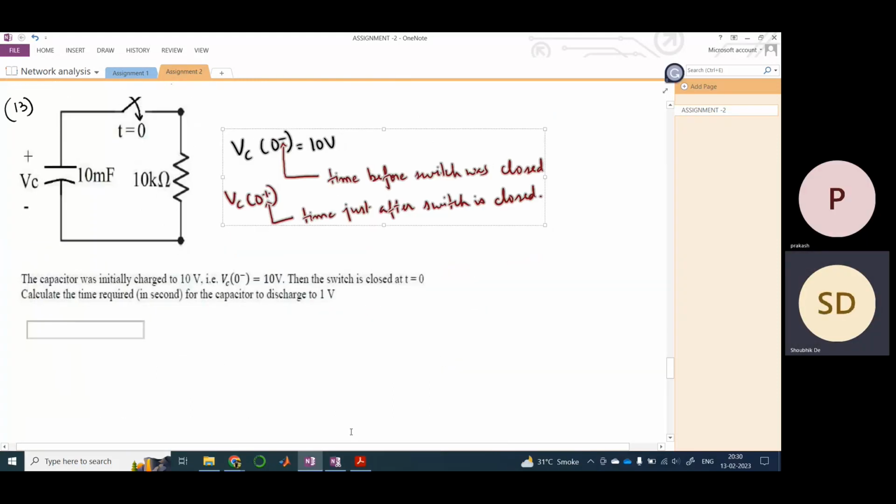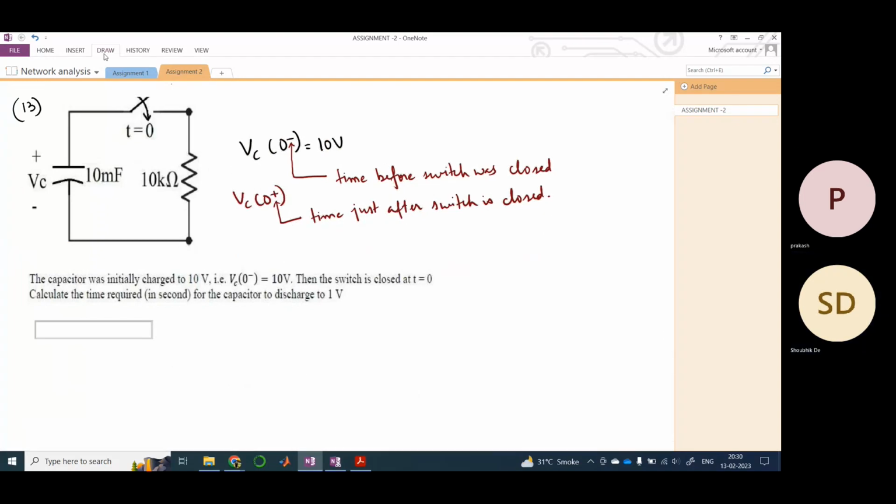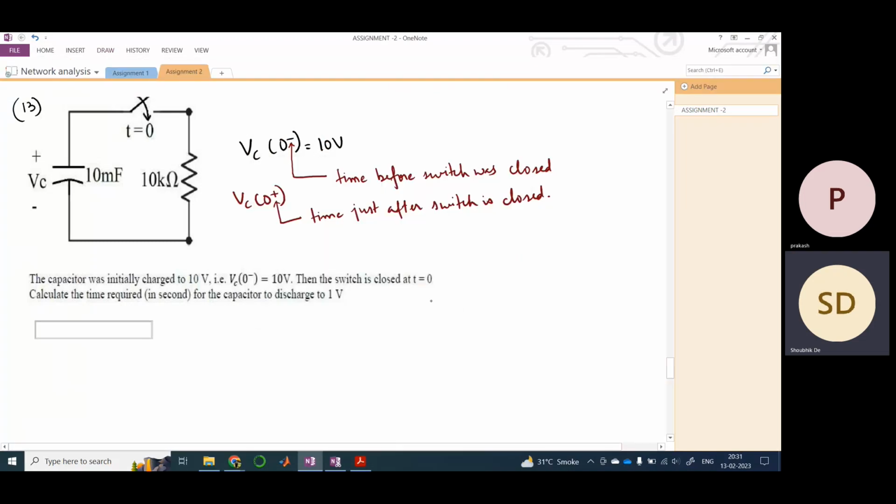Where we have working space. So this involves a time constant, because this is an RC circuit. As you know, RC, RL, RLC circuits do involve a time constant, and the time constant of an RC circuit is given by R into C.